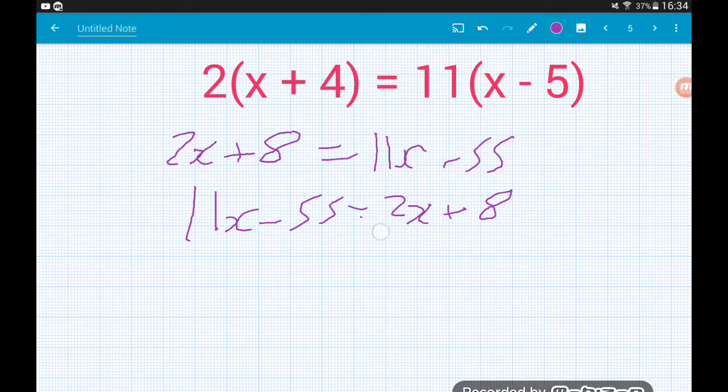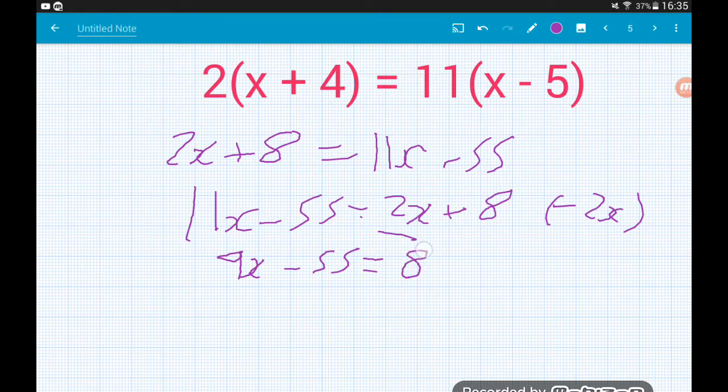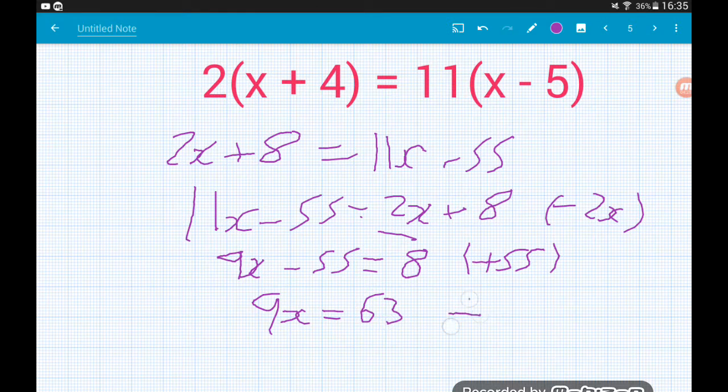So the first thing I'm going to do is take away this 2x. So over on the left, 11x take away 2x will leave us with 9x minus 55 is equal to 8. Then if we add the 55, then we're going to get 9x equals 63. And then if we divide by 9, we get x is going to be 7.